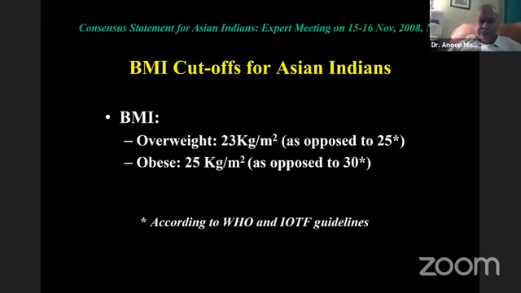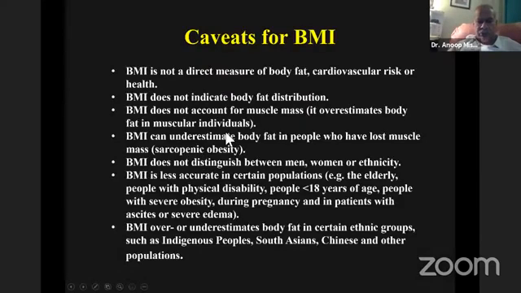And recently, there has been a lot of opposition to BMI as a criterion for obesity, like my friend from Canada, Arya Sharma, of the Canadian Obesity Network. They have put out a different version of the diagnosis and management of obesity recently. Now they say, caveat for BMI: BMI is not a direct measure of body fat, does not indicate body fat distribution, does not account for muscle mass, can underestimate body fat in people who have lost muscle, like sarcopenic obesity, does not distinguish between men, women, and ethnicity, is less accurate in certain populations like South Asians, and so a number of problems as far as BMI is concerned.